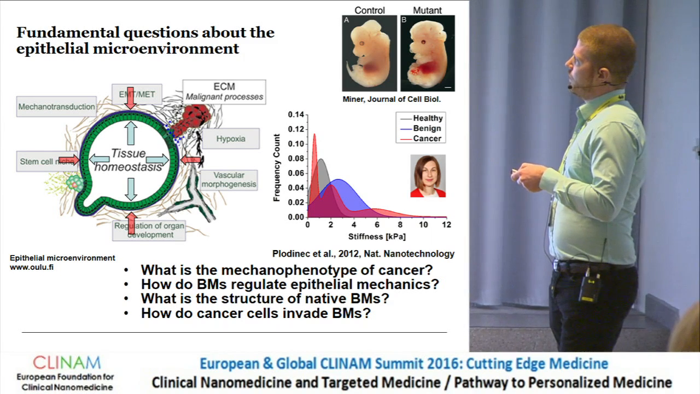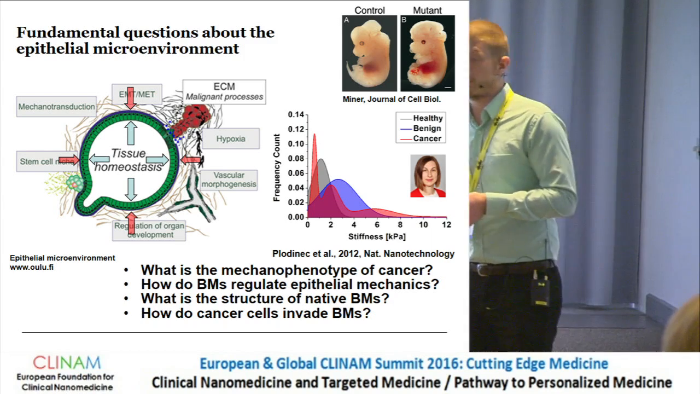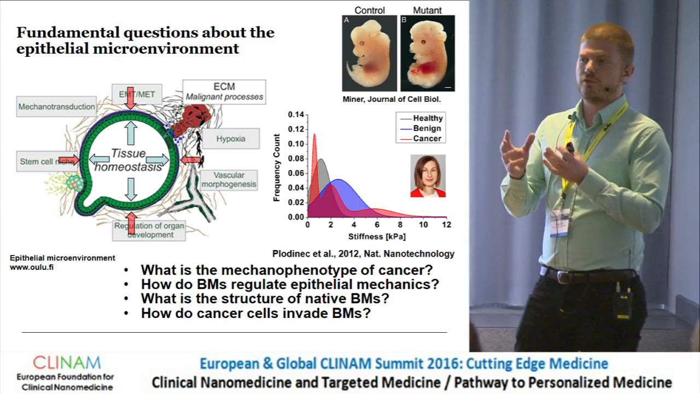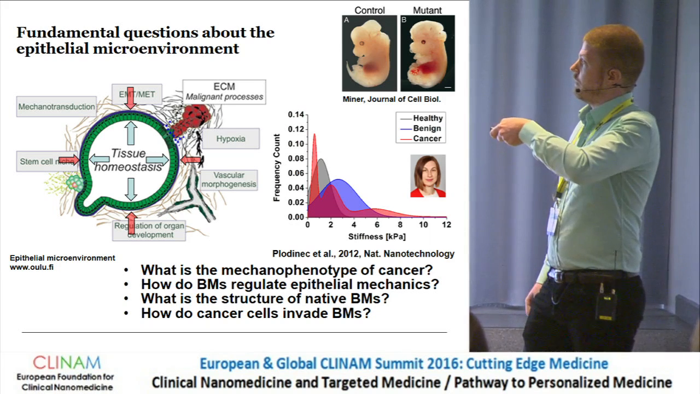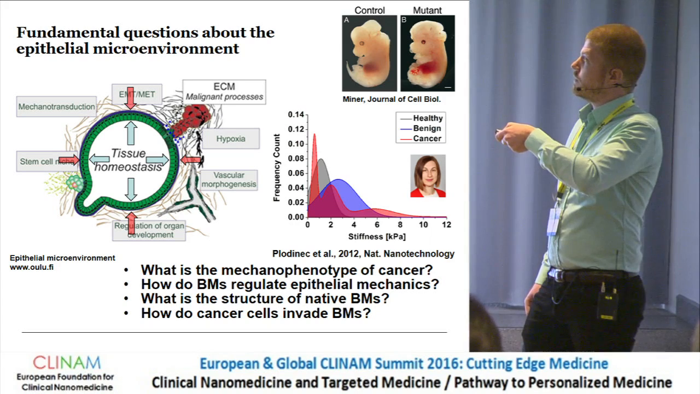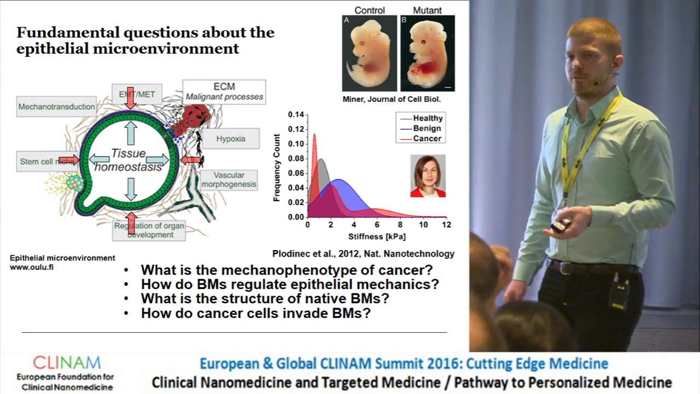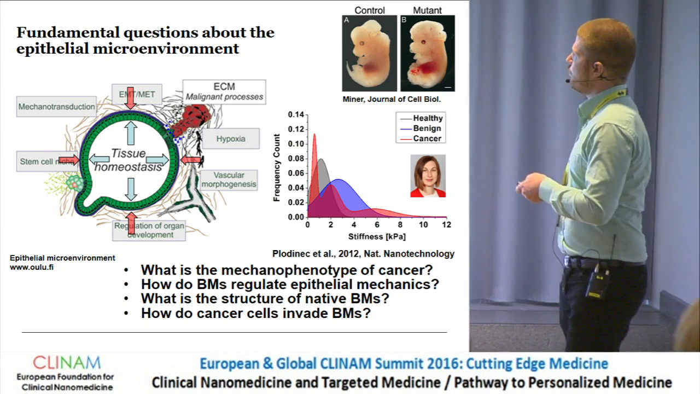The basement membrane here in blue is also the first barrier towards cancer. So if you want to go from a benign cancer, where the epithelial cells are trapped in the lumen, to a malignant stage, you need to get through this basement membrane, and I will talk a bit more about this basement membrane and how you get through.